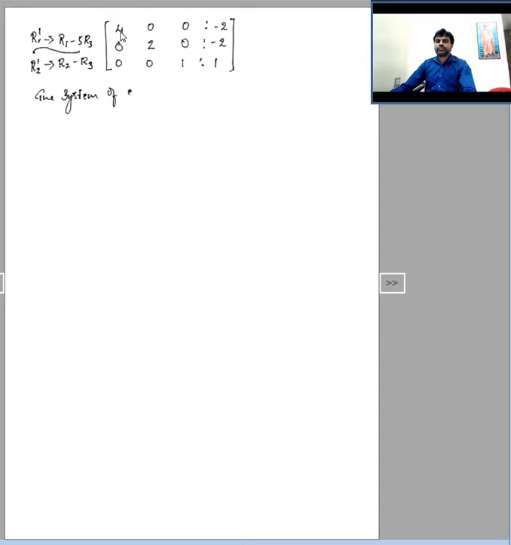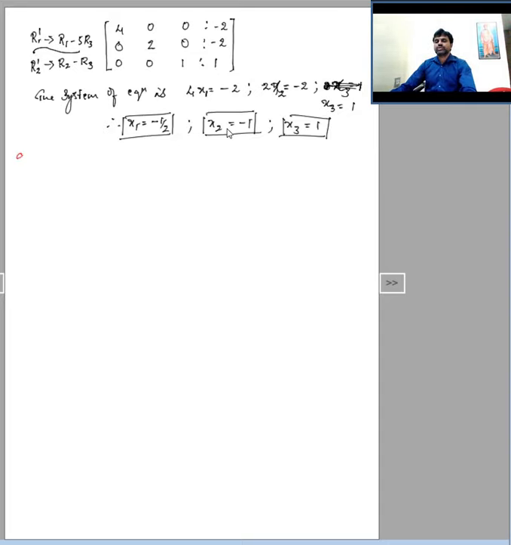So now the system of equations becomes 4x equal to minus 2, 2y equal to minus 2, z equal to 1. Here x1, x2, x3 are unknowns. Therefore x1 equal to minus 1 by 2, x2 equal to minus 1, x3 equal to 1.